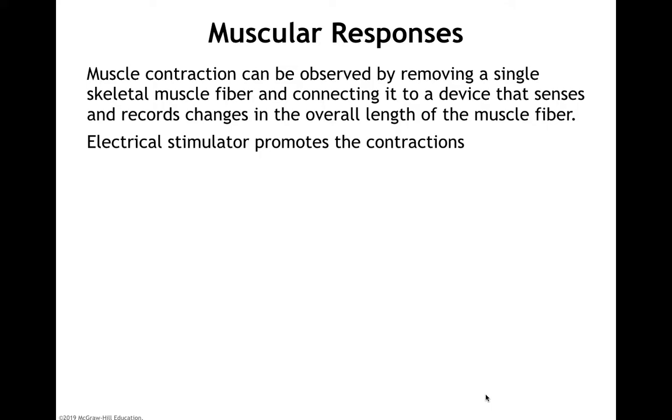responses. A muscle contraction can be observed by removing a single muscle fiber and connecting it to a device that senses and records changes in the overall length of the muscle fiber. We stimulate that muscle fiber with an electrical stimulation. It gives you what is known as a twitch.